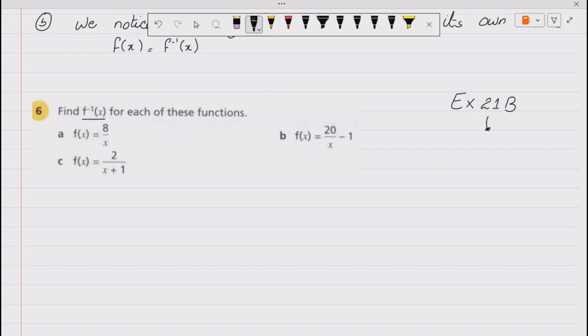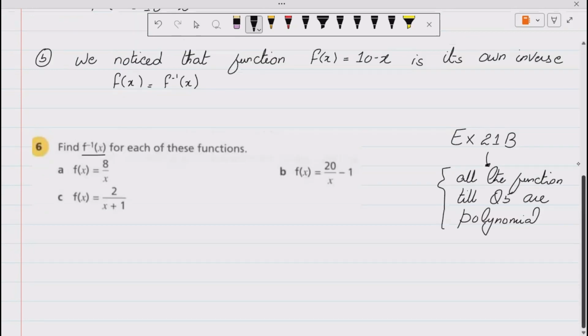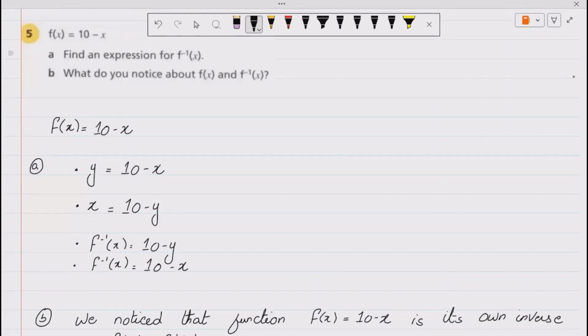all the functions we deal with, till question 5, are polynomials, right? So you can see that there is no function in which x appears below, or the power of x is negative, or you can say in a fraction. So like in question number 5, 10 minus x, the power of x is 1.